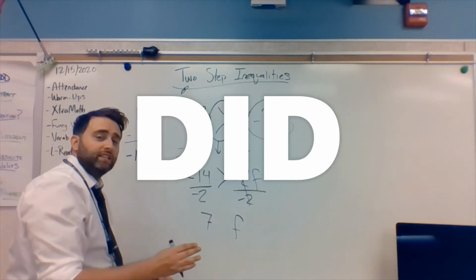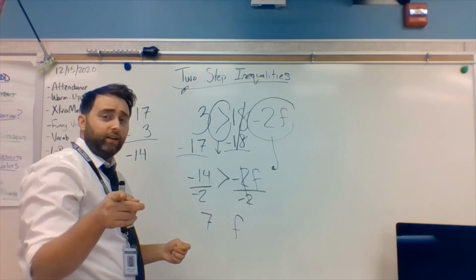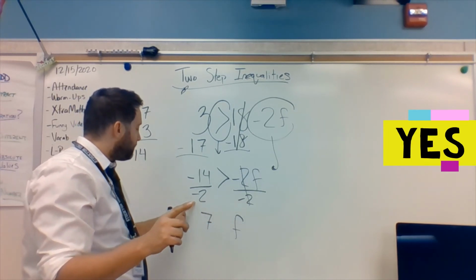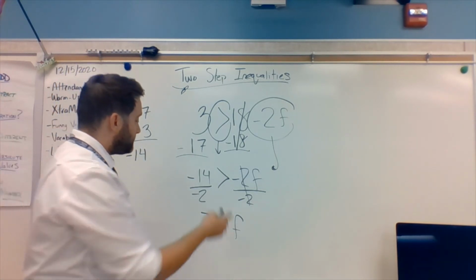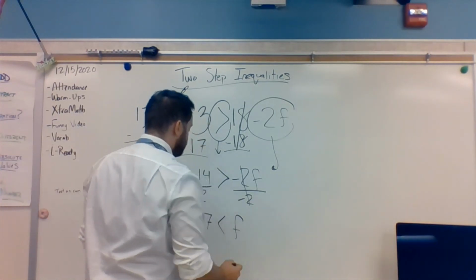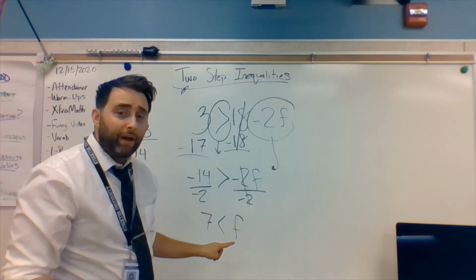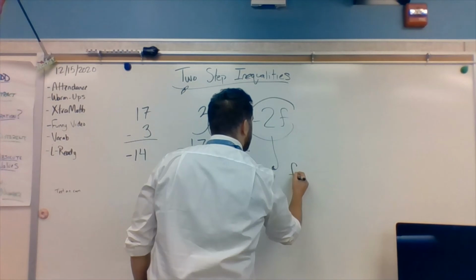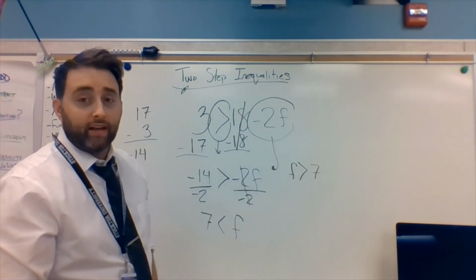Did I divide with a negative number? I divided with negative 2. Yes. So the sign needs to be flipped. It's also written backwards. I'm glad I did it this way. So I'm going to write it correctly, and I'm going to say that f is greater than 7.